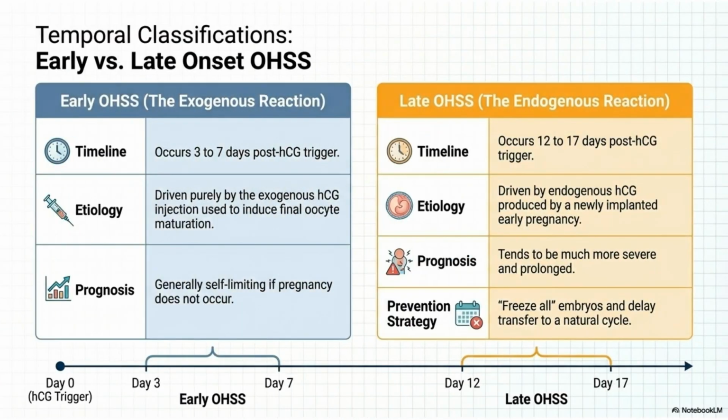OHSS is temporally classified as early or late onset. Early OHSS, occurring 3 to 7 days post-HCG, is driven by the exogenous trigger and is generally self-limiting. Late OHSS, occurring 12 to 17 days post-HCG, is driven by endogenous HCG from a newly implanted pregnancy and tends to be more severe and prolonged.